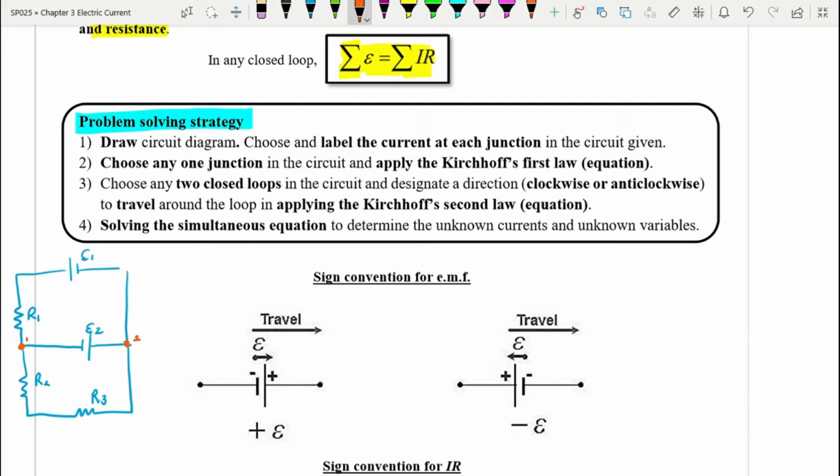The first problem solving strategy is to choose and label the current at each junction in the given circuit. We can label the current flowing in and out by applying the first law. At the first junction, we can make I1 going in, or we can match it with R, which is easier. If R1 is at the top, then we make I1 at the top. This one we make I2. So I2 is going in, I1 is going out. Then we make I3 going out. At least one must be going in and one going out. More than one doesn't matter.